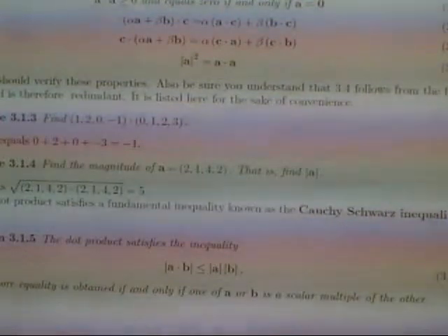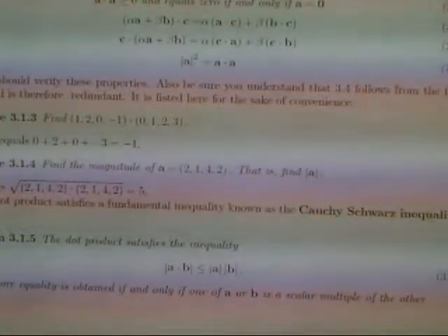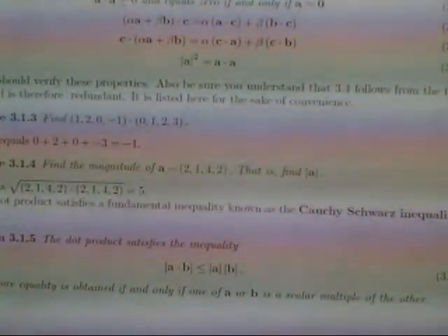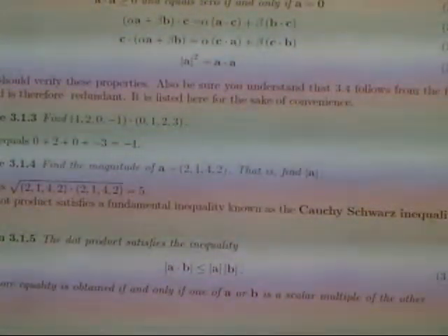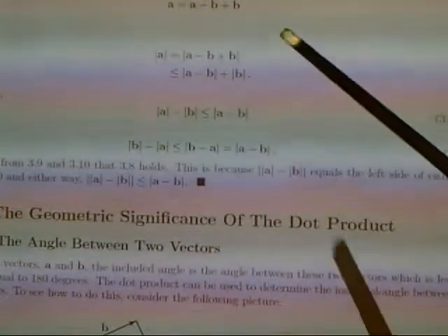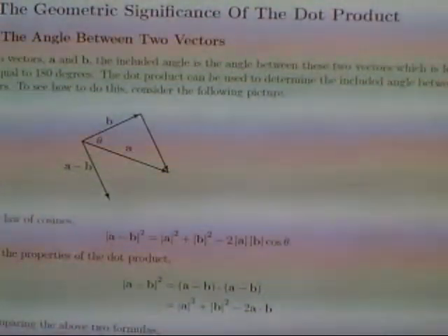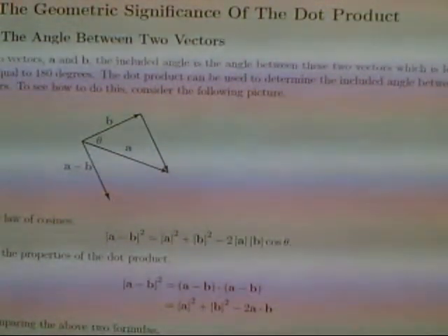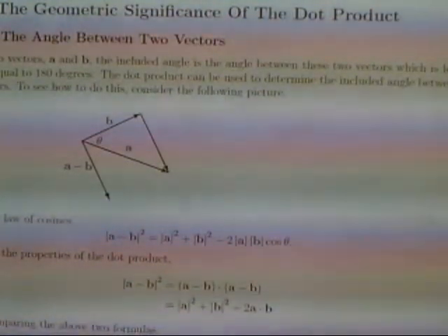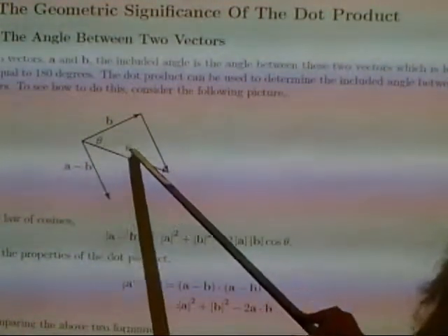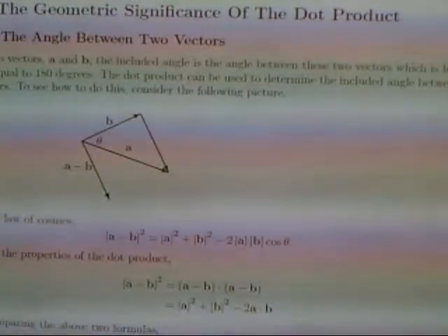So those are the dot products. Those are further equations for the dot product, and this is the angle between the two vectors. So you see there is a vector A and a vector B. So this is the angle between the two vectors.